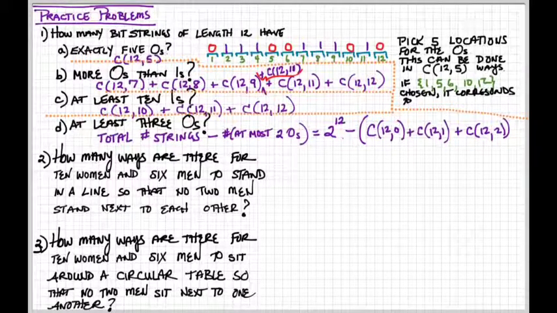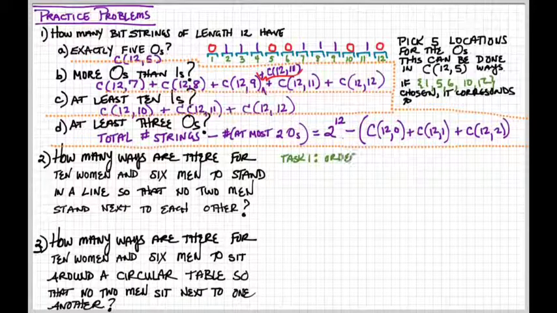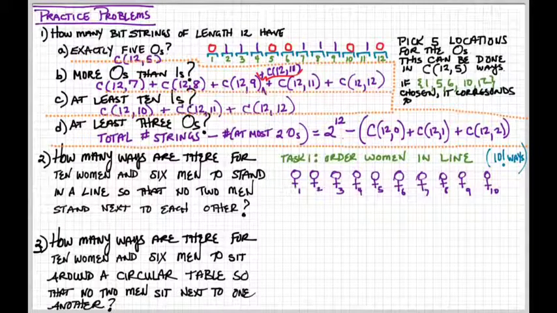We want to know how many ways there are for 10 women and 6 men to stand in a line so that no 2 men stand next to each other. I approach this problem by first arranging the women. So task 1 is to arrange the women in a line, and there are 10 factorial ways to do that. Let me draw a picture. Let's pretend the women are in line.